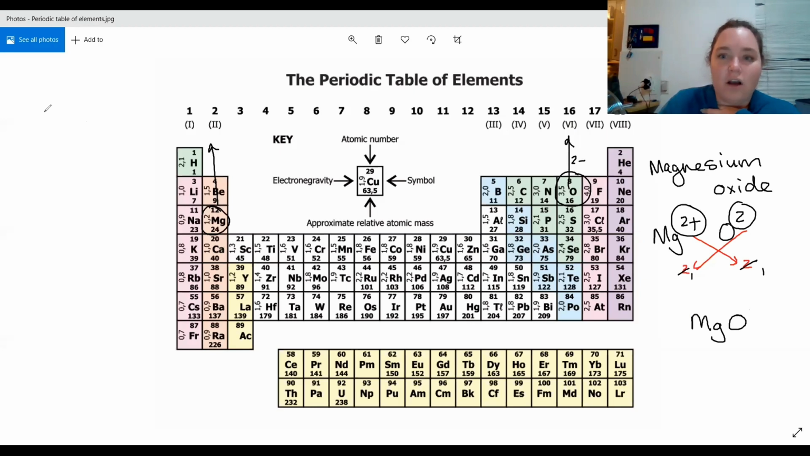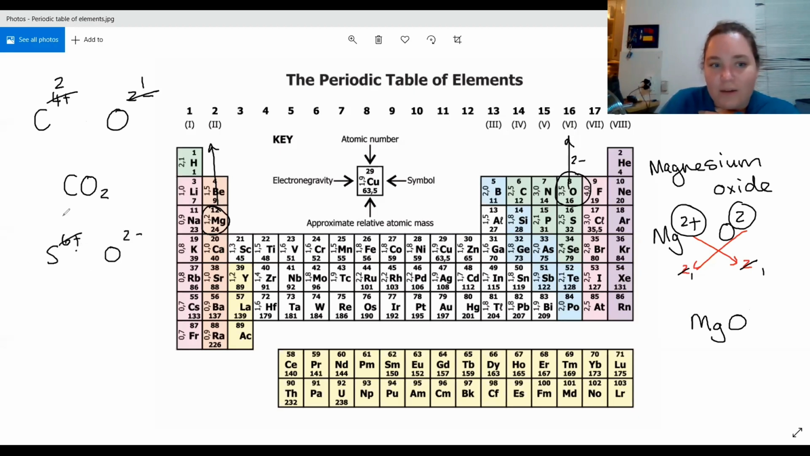If I did carbon 4+, and oxygen 2-, we do something even stranger, where that cancels with that, but they divide. So we're going to get a 2 there and a 1 there, so that gives us our CO2. And if we have sulfur 6+ and oxygen 2-, then we do an even weirder thing where that becomes a 3, that becomes a 1, and we end up with SO3. Although usually these are not done in terms of oxidation numbers because they're both non-metals.